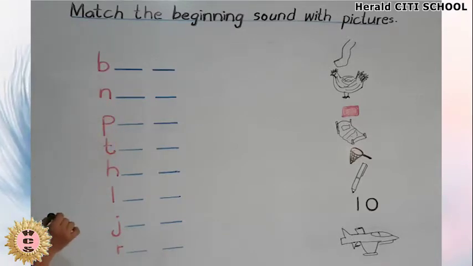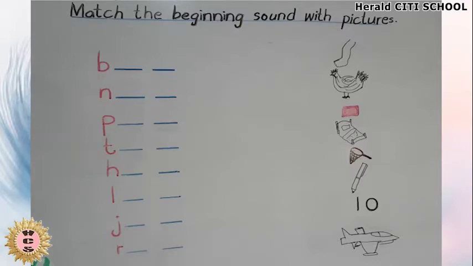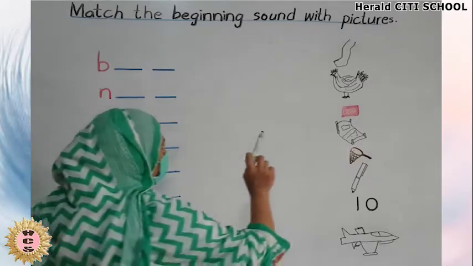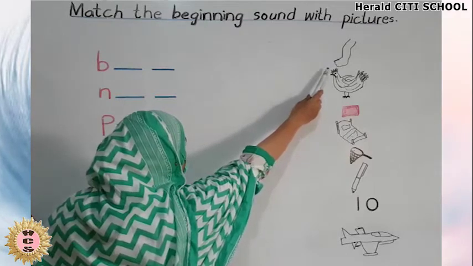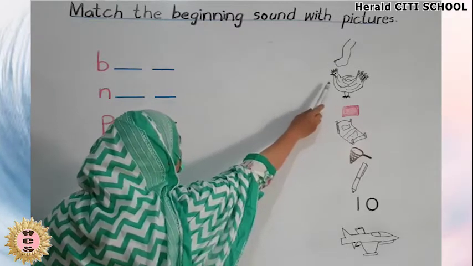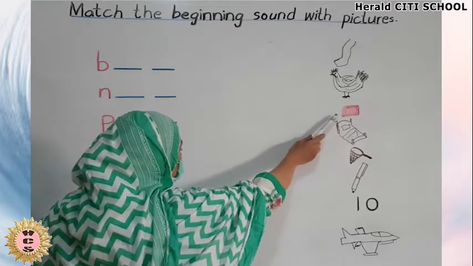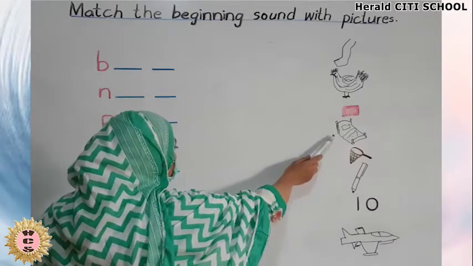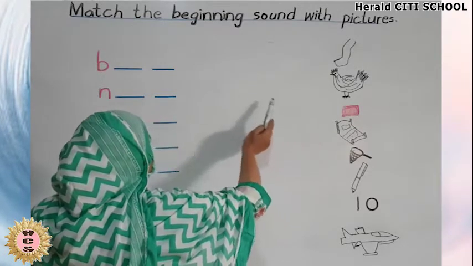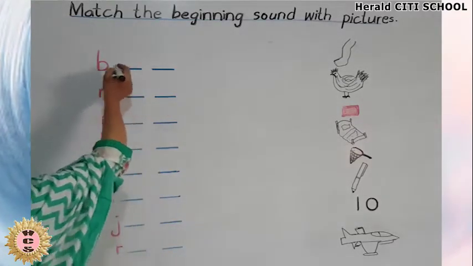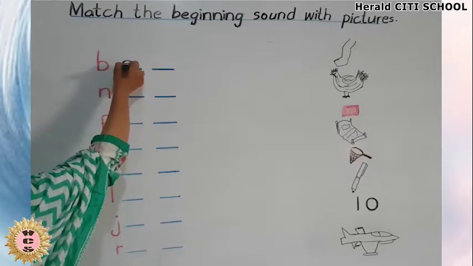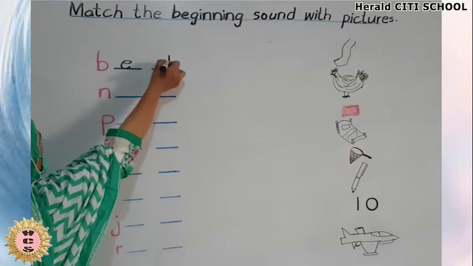What is this, children? This is B, and the sound of B is B. Now let's see which picture is giving the sound of B. What is this, children? Yes, this is leg. Hen. This is red. This is bed. Children, this is the bed, and the spelling of bed is B E D.